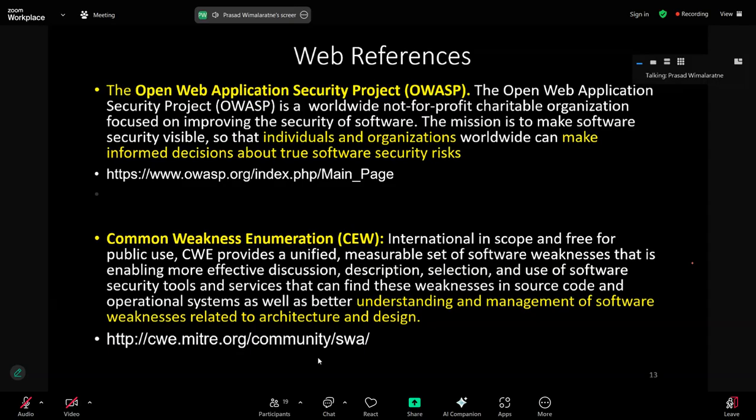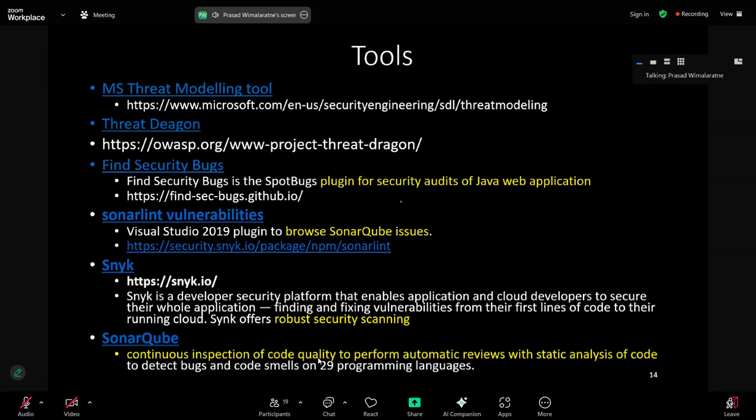So the first one is the Open Web Application Security Project, which has quite a lot of resources for a person who wants to learn this subject, right? So cybersecurity. And also this is another, CWE or Common Weakness Enumeration, is useful for understanding and managing software weaknesses related to architecture and design. So later we'll talk about if you do a good job on developing the software and deploying in a secure way, then we are covered to a great extent, right? So this is what you need to look at.